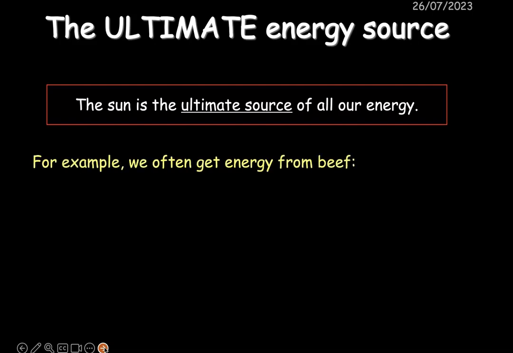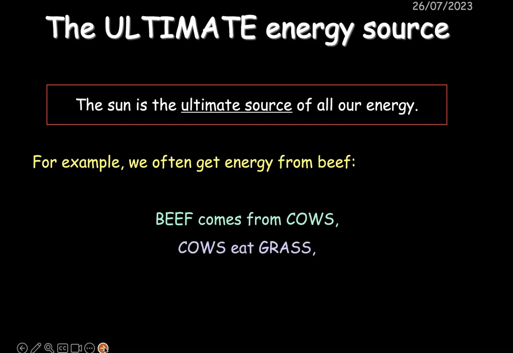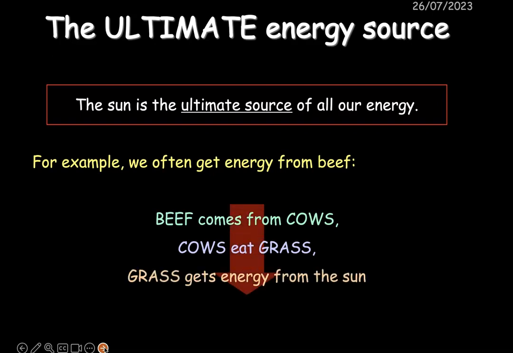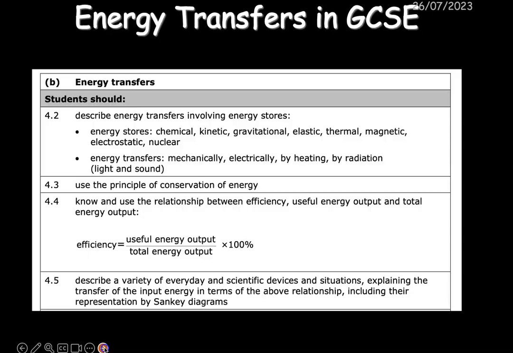For example, I give this example of if you're eating meat, where the energy comes from. The beef comes from cows, the cows eat the grass, and the grass, of course, photosynthesizes its energy using sunlight. So the energy has gone through a number of stages, and the ultimate source was the sun.